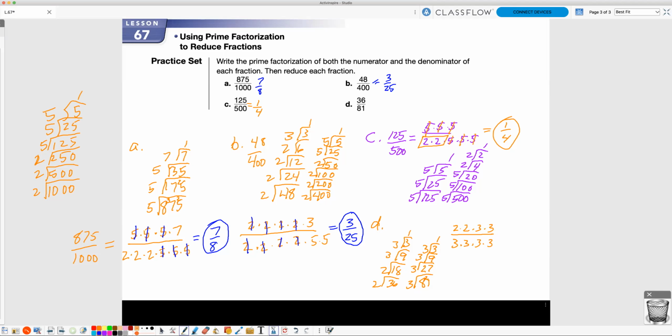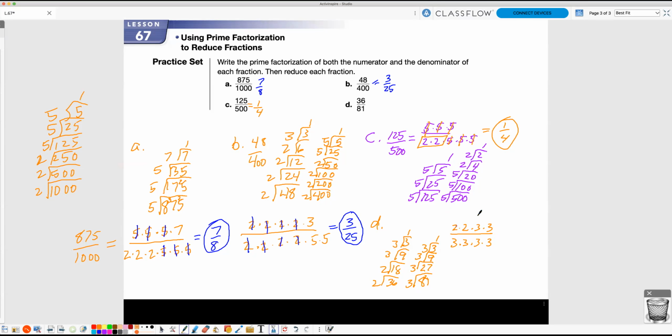So in this case, I see that there are no 2's in the denominator, so those 2's will remain. I'm just going to put a box around them. This one, we could cancel out any one of those 3's. Let's just use this one right here. And this 3 will cancel that 3 out. So all we're left with down here is 3 times 3, and up here we've got 2 times 2, so that'd be 4/9, because 4 times 1 is 4, and 3 times 3 times 1 is 9. So 4/9 would be the answer for letter D. 36/81 would be 4/9.